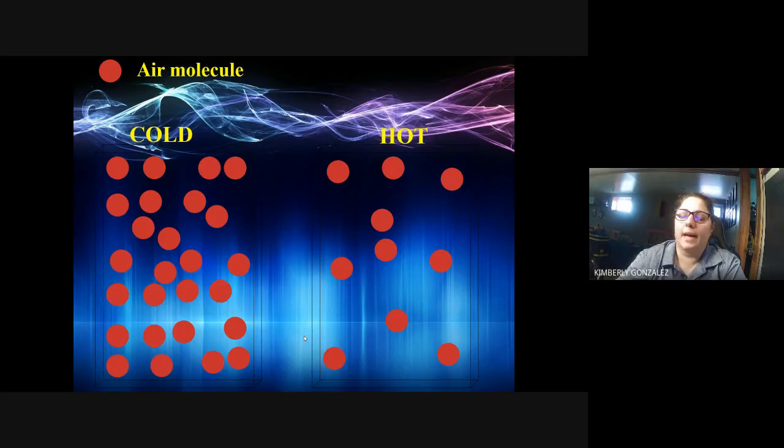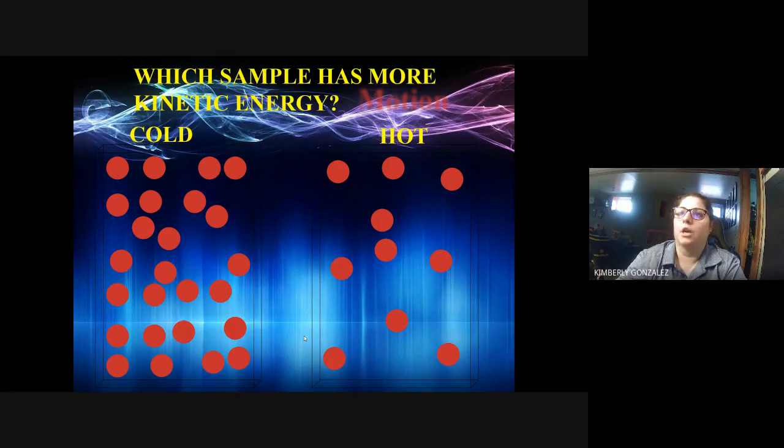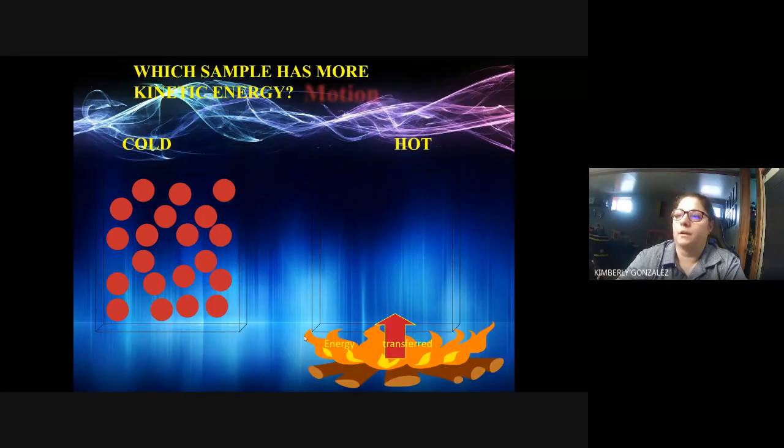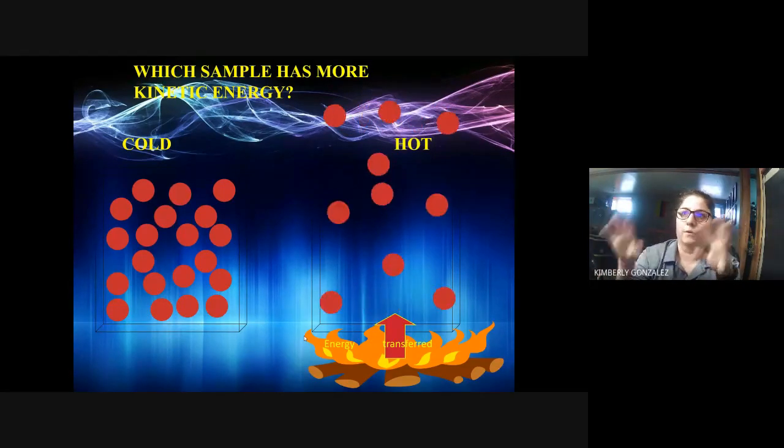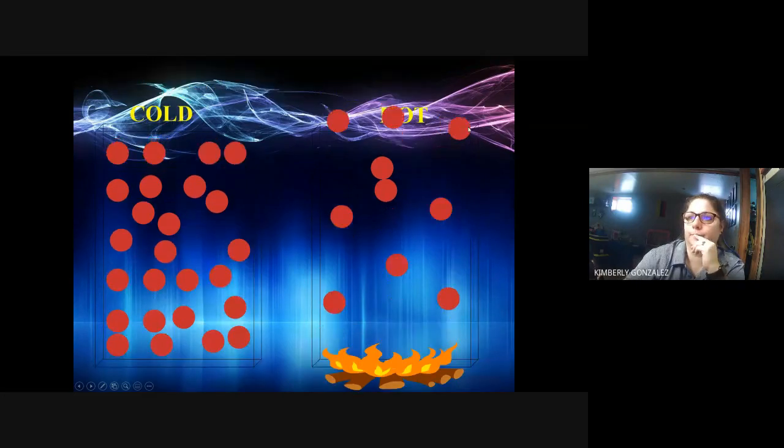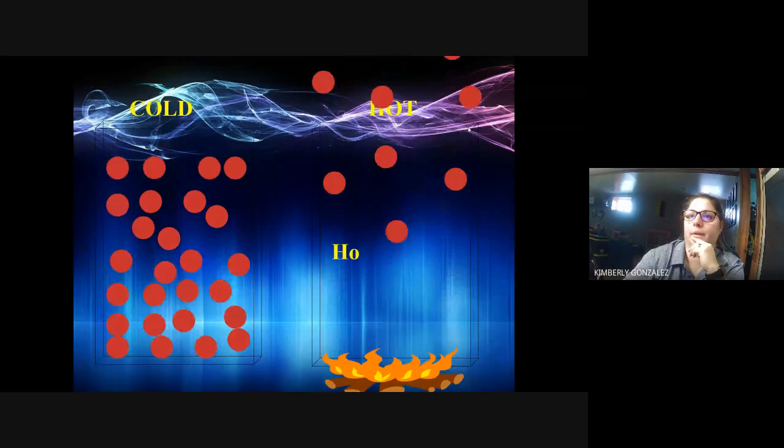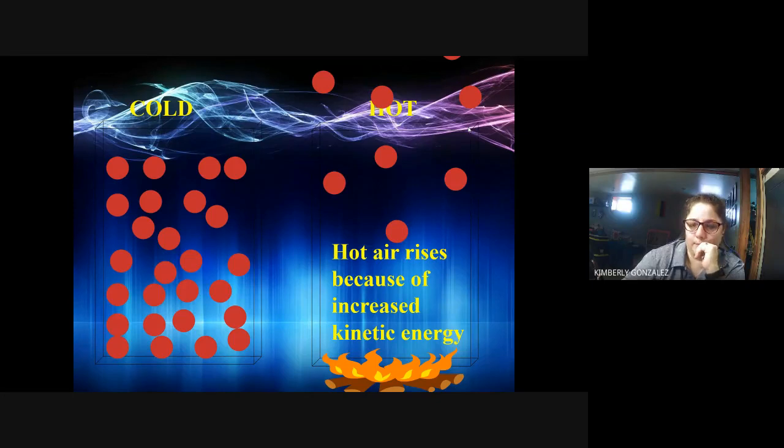So here we have air molecules. In the cold air molecules, you're going to have less energy versus the hot air molecules. This has to be an open container in order for the molecules to escape. In an open container, we're adding heat to it, which makes them move away from each other as far as possible. So this is what would happen. Okay? That's important. Why?